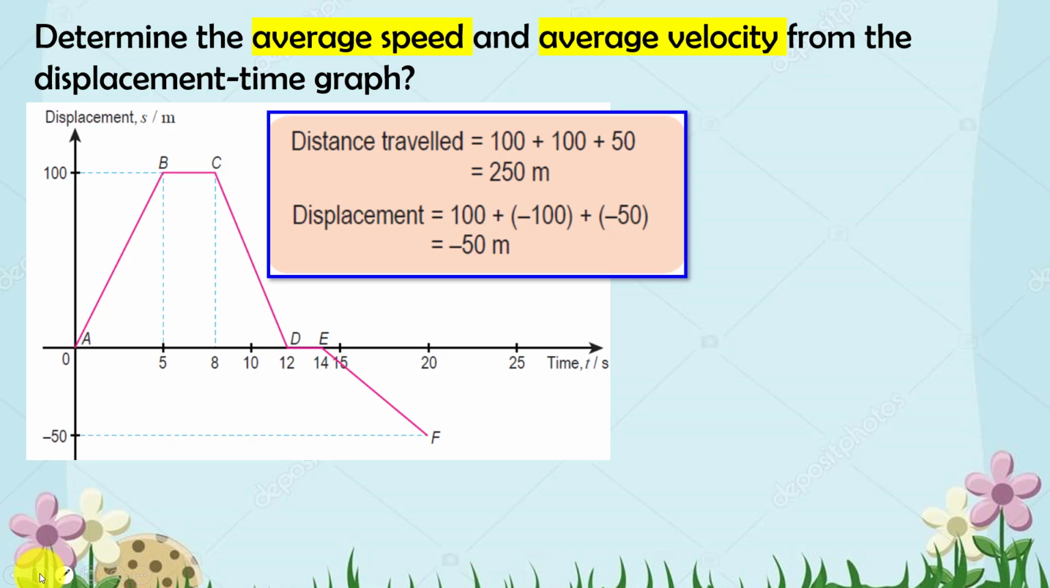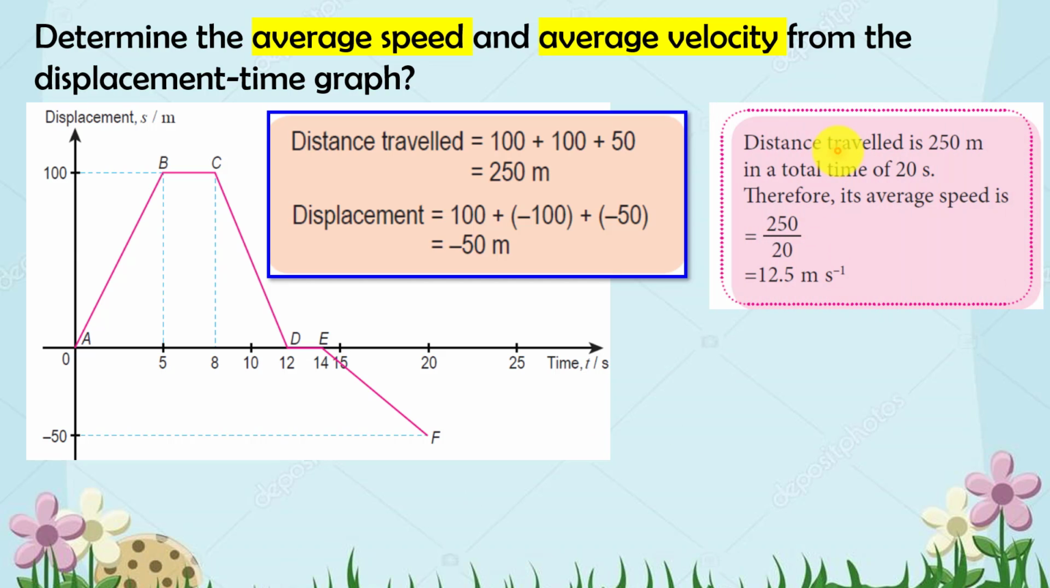Okay, now we show the formula. The distance travelled is 250. The time taken overall is 20 seconds. So we just take 250 over 20. The answer is 12.5 meters per second. So this one is the average speed.